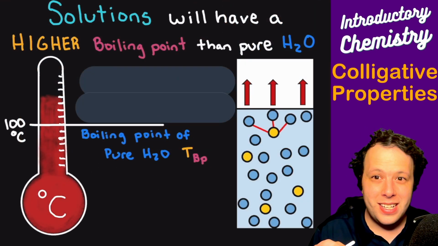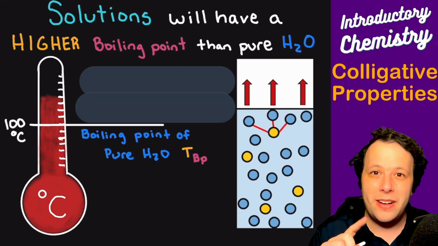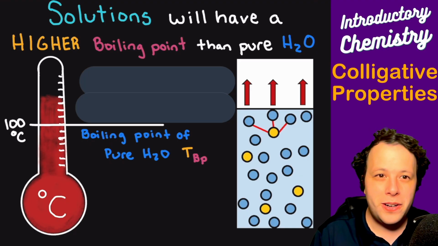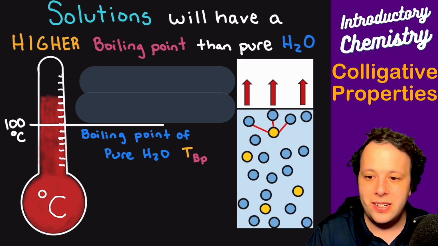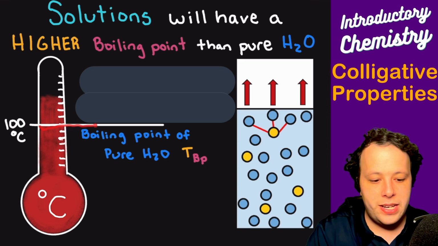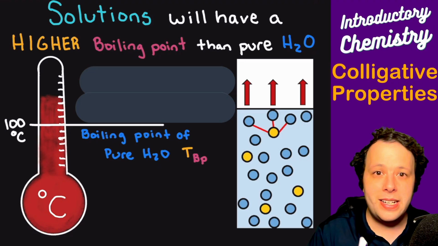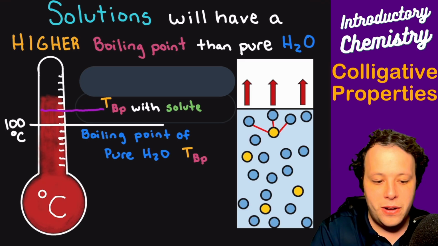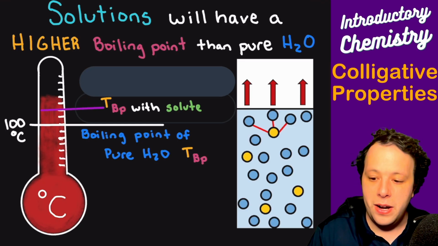So with this concept, just to wrap it up, one way we can look at it is that solutions will have a higher boiling point than pure water. Pure water's general boiling point is around 100 degrees Celsius. So I drew a little line here to help illustrate that this is at 100 degrees. The second we add some salt or a solute to water, you're going to see an overall increase of that temperature. It's going to go up as a result.